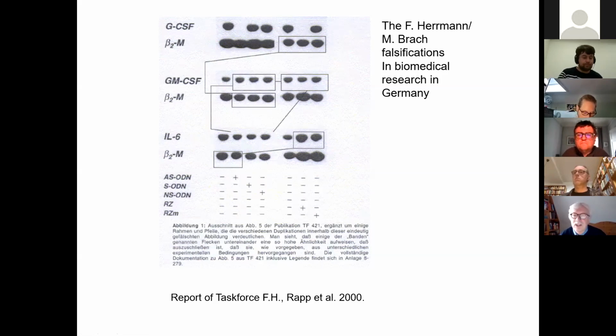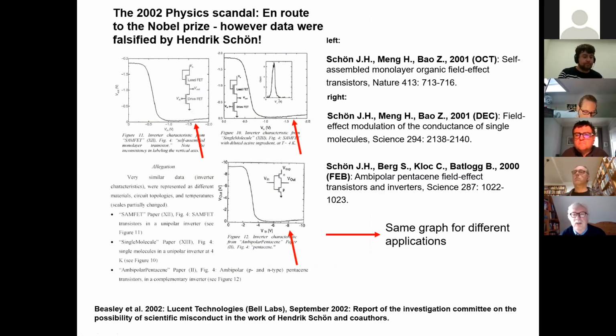So there was another big scandal, or there are many, but these are quite instructive, in physics. And this is Hendrik Schön, falsifications of semiconductors. The co-authors were not guilty of fraud, and they all thought they were on the way to the Nobel Prize, but all the data were faked.